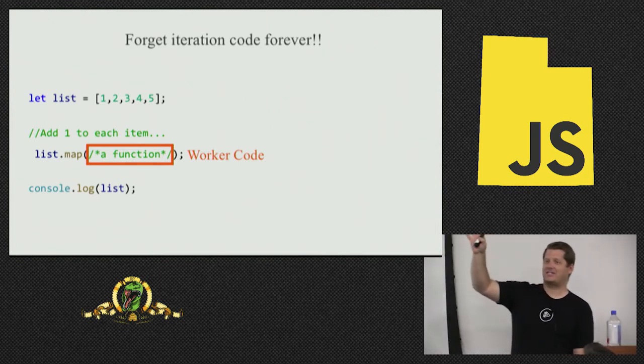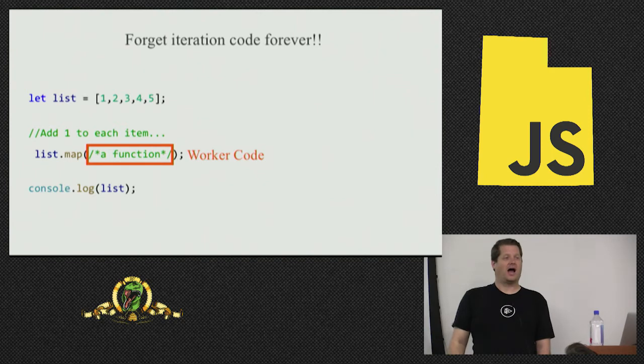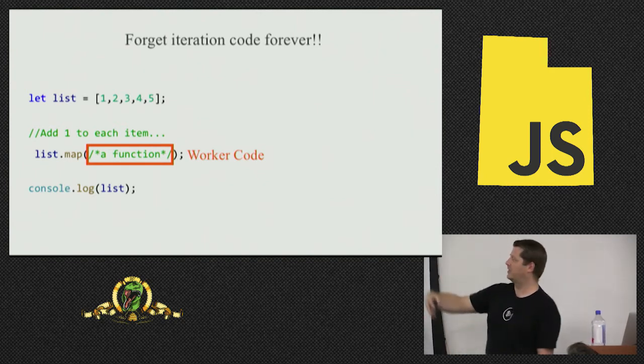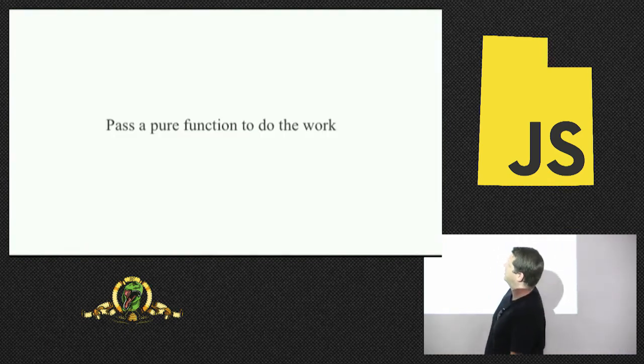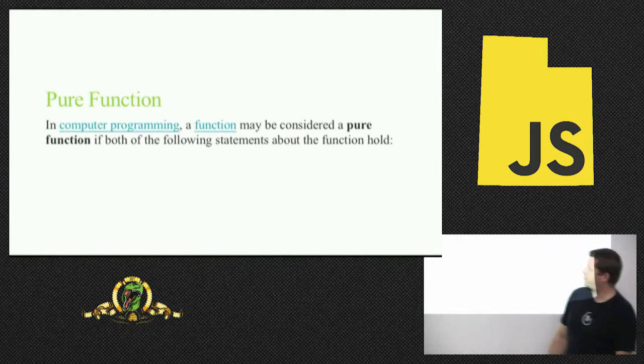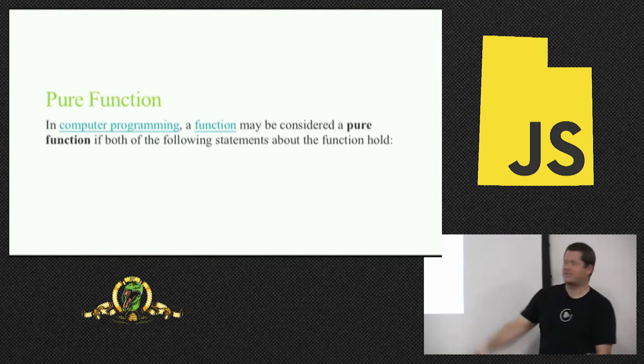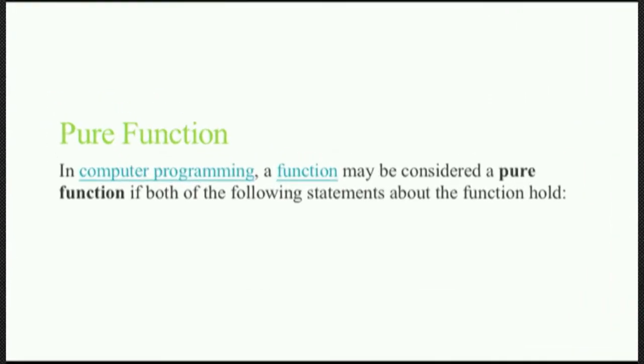Now we get to talk about pure functions. I'm going to use a pure function in this situation to work with this. Okay, so what is a pure function? In computer programming, a function may be considered a pure function. These are like the beautiful functions. If both of the following statements hold true, you've got to have both. When we talk about something later, you only have to have one. In this case, you have to have both.